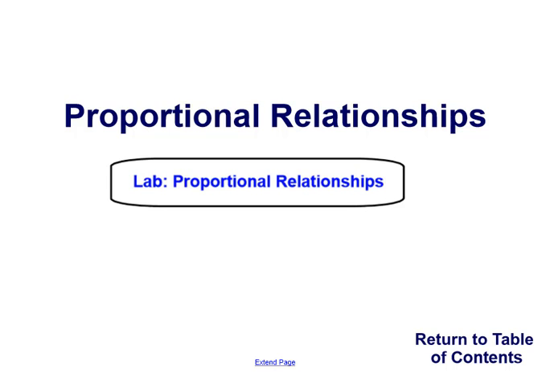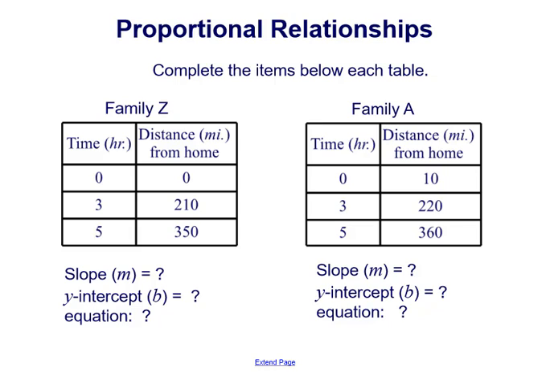Proportional relationships. So here we're given two tables. We have data for family Z and for family A. We're comparing the time in hours versus the distance in miles from their home. So let's complete the items for each table.